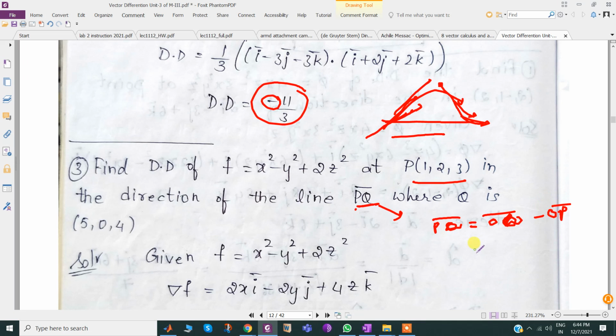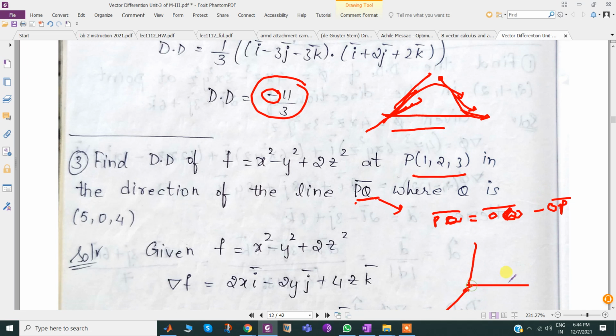In the space, I may write it like this. Let it be P, let it be Q. PQ bar I am supposed to calculate in this particular direction. So for that, I need to join the position vectors OP bar, OQ bar. From here to here means OQ bar minus OP bar, which makes PQ bar.